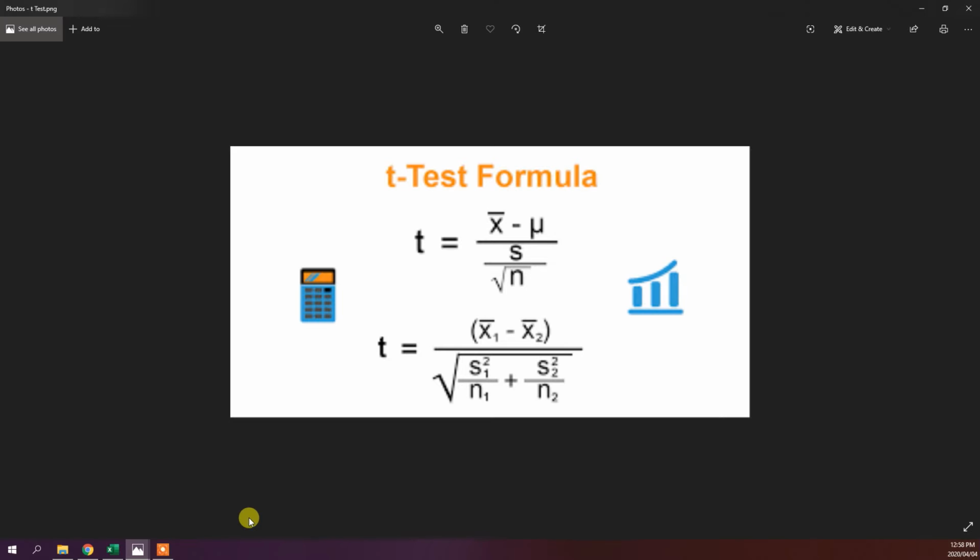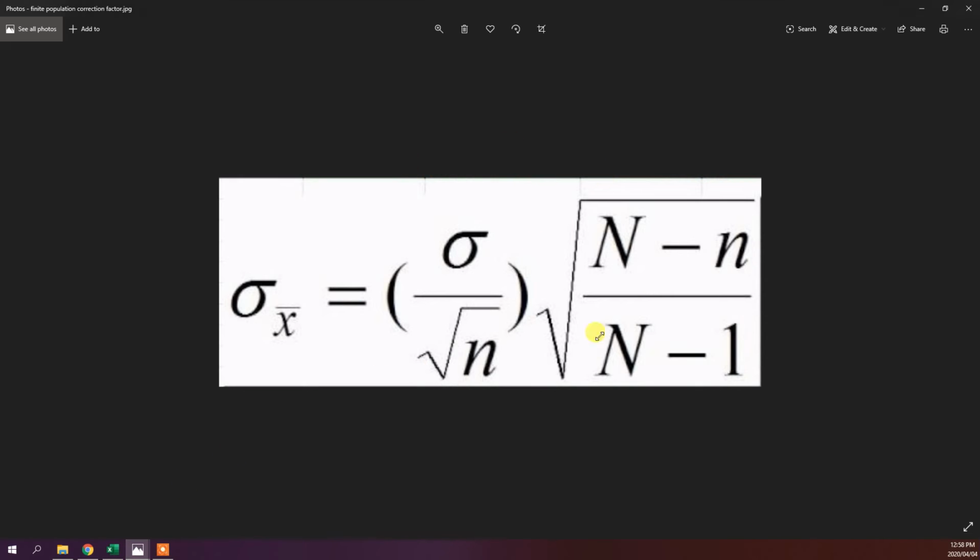Or the flip of a coin is a good example of an infinite population, because you can flip the coin as many times as you want. However, if you know the size of the population, in other words the population is finite, then you can use the finite population correction factor in order to adjust for that.